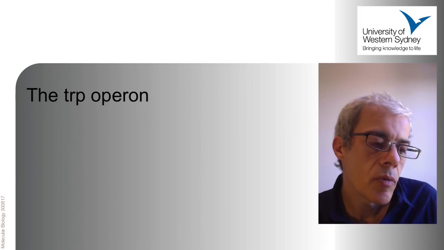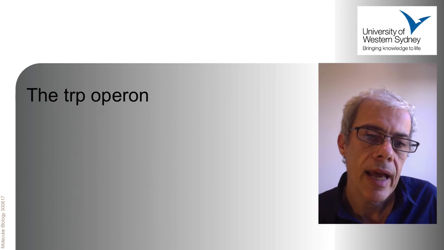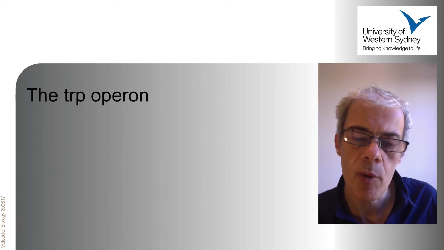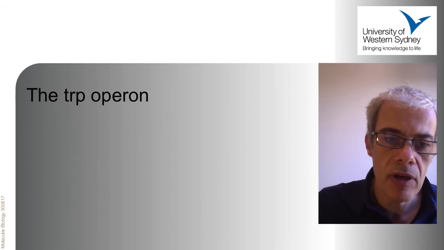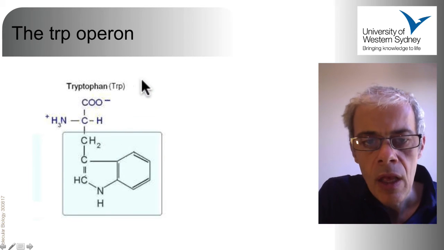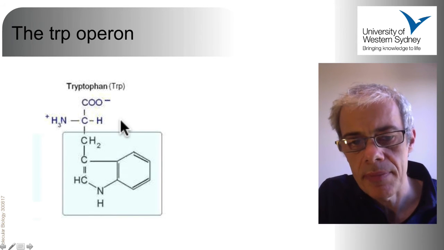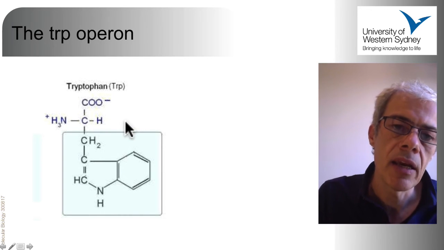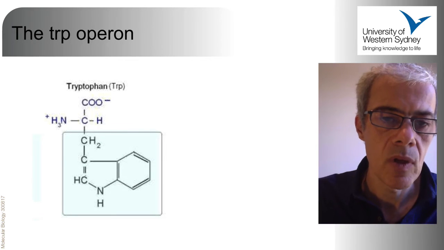Okay, so we're now going to change tack and look at another operon, and our understanding of the Lac Operon certainly helps our understanding of the trp operon. Now tryptophan, as you may recall, is an amino acid. So when tryptophan is present, you don't want to make more tryptophan, okay? But when tryptophan is absent, you want to make more tryptophan. And this is the opposite of lactose, okay?